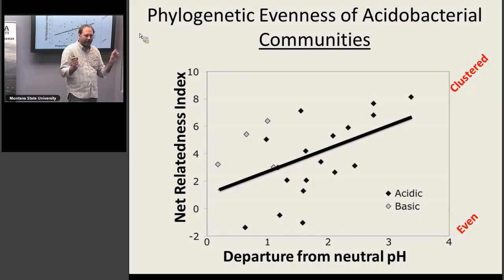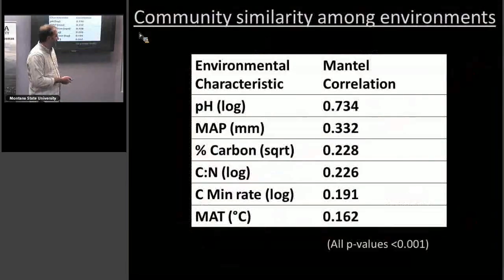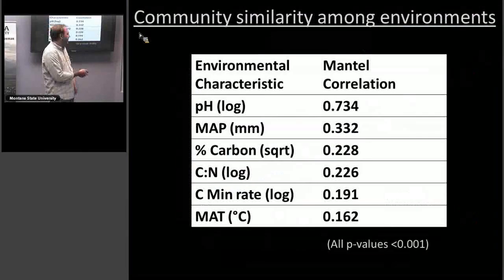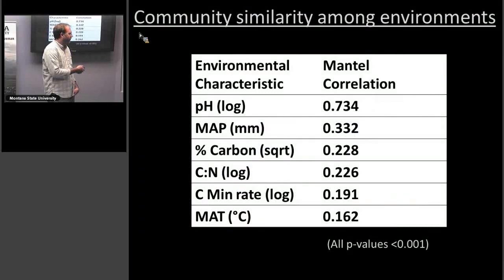So pH has a huge effect, and then mean annual precipitation has an effect, but those are correlated anyway. The more moisture you have and the more ions you have in your soil, the lower the pH goes. But that also affects the percent carbon to N ratios, carbon mineralization rates, et cetera. Okay, so that's a global perspective.